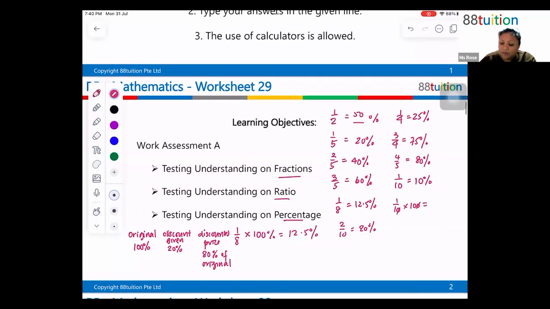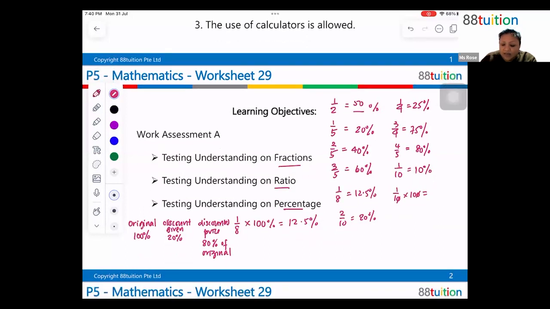Now, when we need to add GST, the discounted price becomes 100% plus the GST, which is 8%. It is 108%. I can also represent 108% as 1.08. Okay, all right, take note.